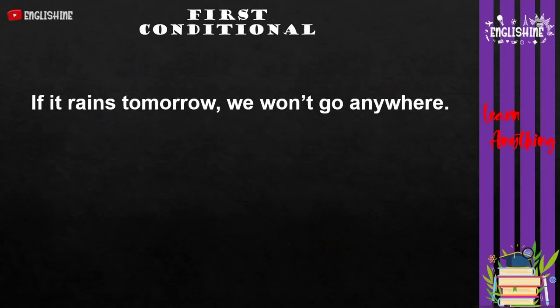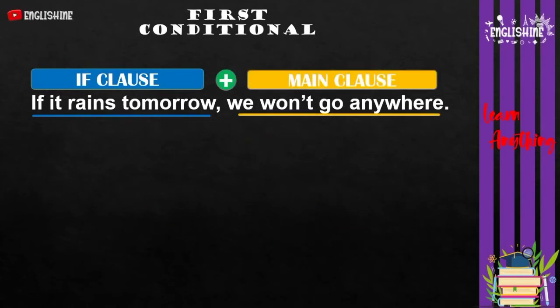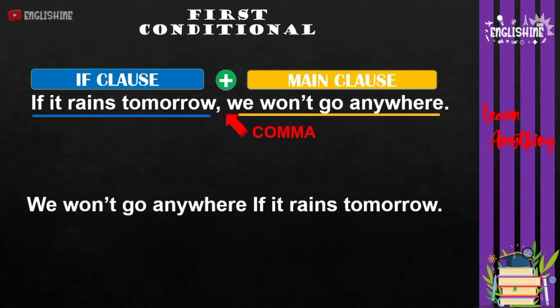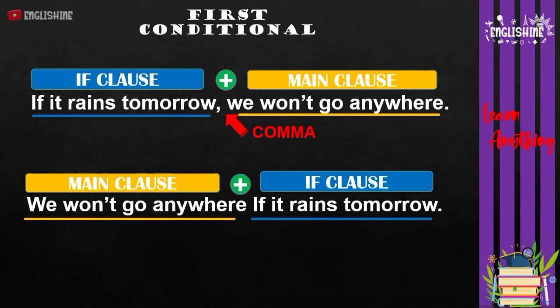If it rains tomorrow, we won't go anywhere. If it rains tomorrow is the if clause. We won't go anywhere is the main clause, using a comma after the word tomorrow. This becomes, we won't go anywhere if it rains tomorrow. We won't go anywhere is the main clause. If it rains tomorrow is the if clause. That sentence is using no comma.